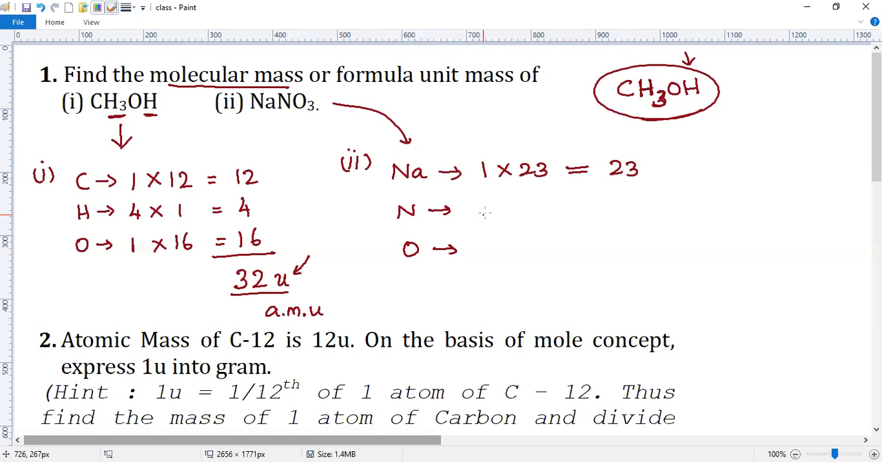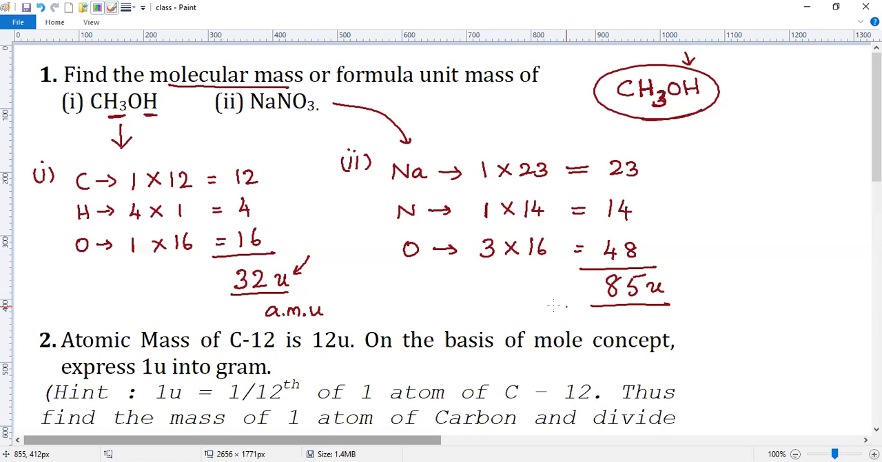Nitrogen, only one nitrogen is there. What is the mass of one nitrogen? 14 U. So you will get 1 into 14, 14. Again, oxygen, 3 oxygen atoms, 16. So 3 times 16, 48. So you have to add all these things. What will you get? 85 U. Did you get the same answer?